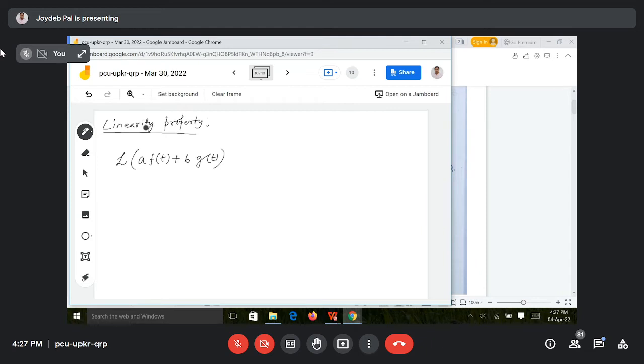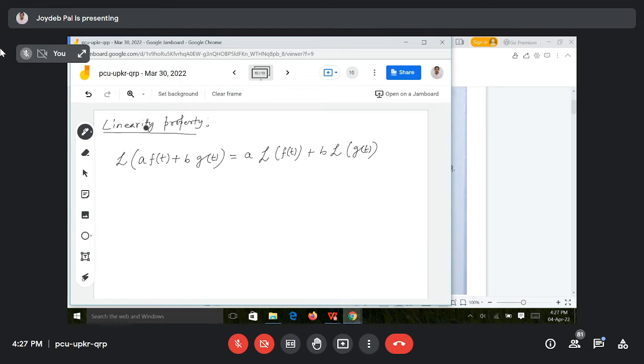A, B are two constants. Then by the linearity property, it can be written as A into L f(t) plus B into L g(t). That is called the linearity property of Laplace transform. It means the Laplace transform of a linear combination of two functions f(t) and g(t) is equal to A into Laplace transform of f(t) plus B into Laplace transform of g(t).